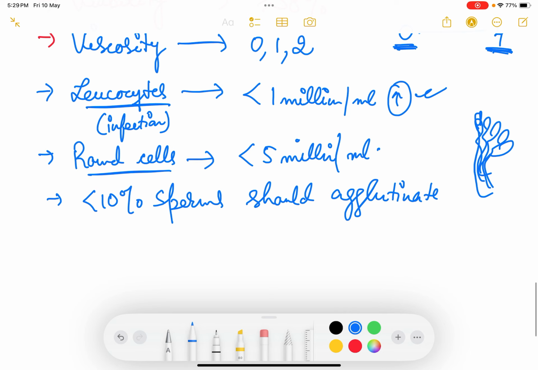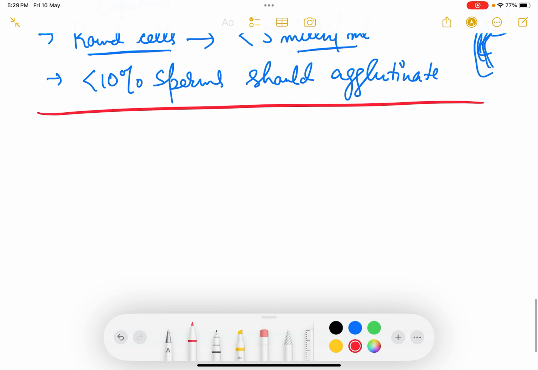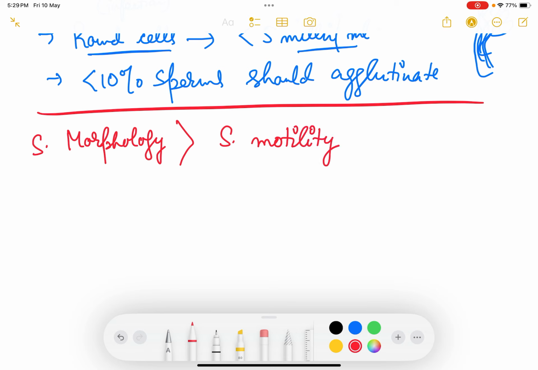The total round cell count should be less than 5 million per ml, and less than 10% of the sperm should agglutinate. So what has come in exam is what is the most important parameter. I have already told, sperm morphology. Sperm morphology is most important, followed by the second most important parameter, sperm motility, that is 32% will be progressively motile. Followed by that you have the sperm concentration which is 15 million per ml.